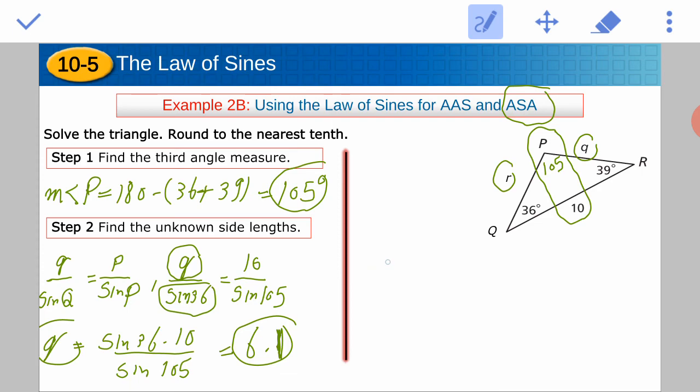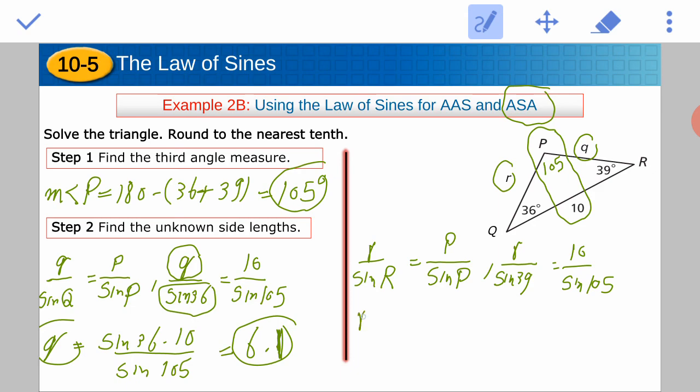This time I'm gonna personalize my formula and start with side R. Side R over sine the opposite angle capital R is equal to my key ratio side P over sine angle P. Use capital letters when you write angles. Guys, now let's substitute this information. R is my unknown. Opposite angle R is 39, so sine 39 is equal to side P, it's 10 over opposite angle sine 105. Do cross multiply to isolate the variable R, or multiply both sides by sine 39.